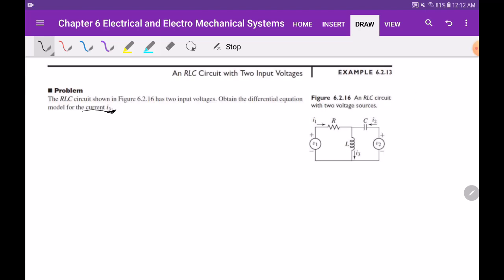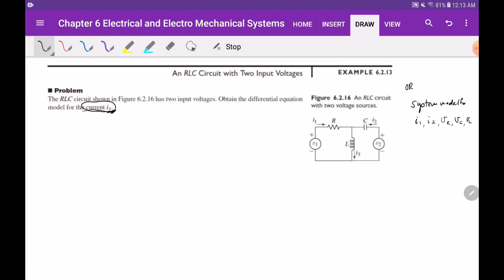Right here it asks for the current I3, but I could ask to find the system model for I1, I2, or the voltage across the resistor, capacitor, and inductor. I can ask like 6 different things. So this one is only asking for 1. Okay, so let's try this.